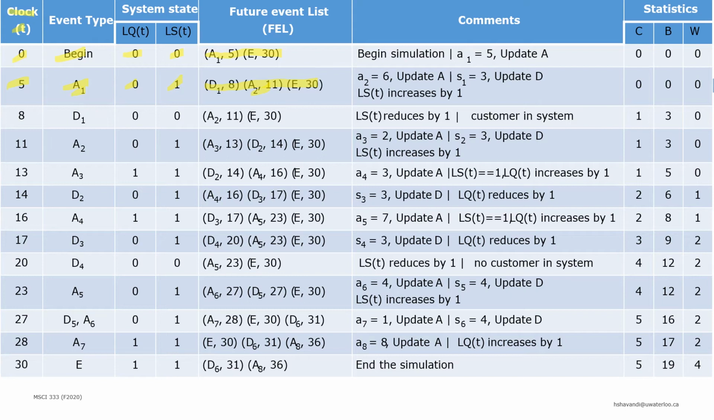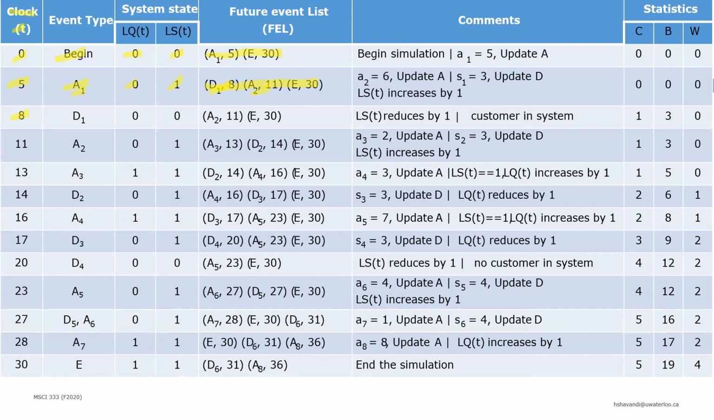It's an activity, the service time. Based on the service time, the end of this activity will be an event, and it's a departure. The departure of the first customer will be at time 8. These two events will be added to the future event list, so we now have 3 events: departure of the first customer at time 8, arrival of the second customer at time 11, and end of simulation at time 30. Again, we advance time from 5 to 8.